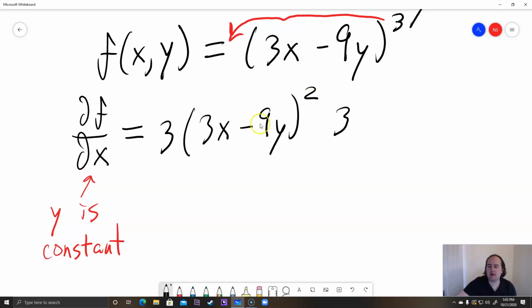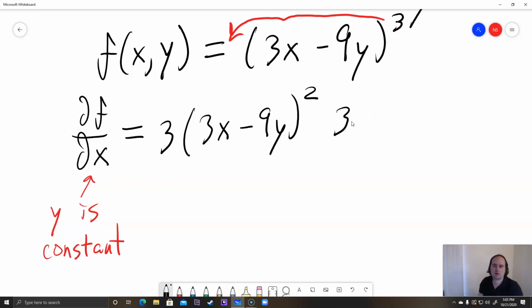Because this negative 9y is constant, the derivative of negative 9y is 0. And then the derivative of 3x with respect to x is 3. So we have 3 times the quantity 3x minus 9y, quantity squared, times 3. So we use the chain rule. And then of course we can simplify this a little bit.